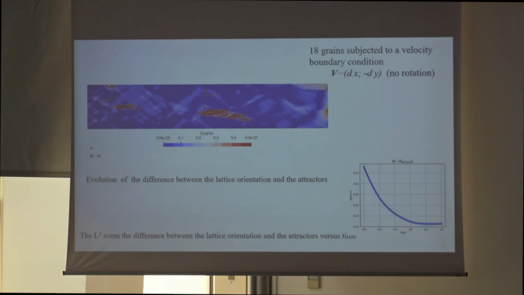And this is rather complicated. And here you have the L2 norm of the difference between the attractor and the orientation. And you can see that every time this is growing down, and now it is stopping because at least 2 grains were not very well solved, but all the other ones were rather good.